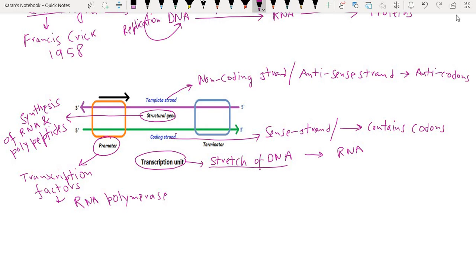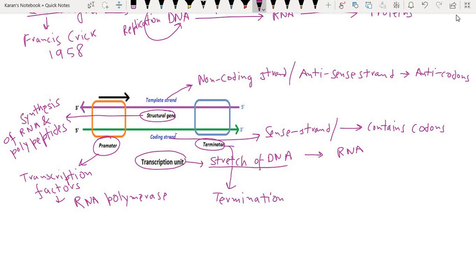Then you can see there is one more region, which is the terminator. This terminator region is again a sequence of DNA that helps in termination of the transcription. So it is basically responsible for termination, or completion, of the whole process of transcription. So this is the whole transcription unit.